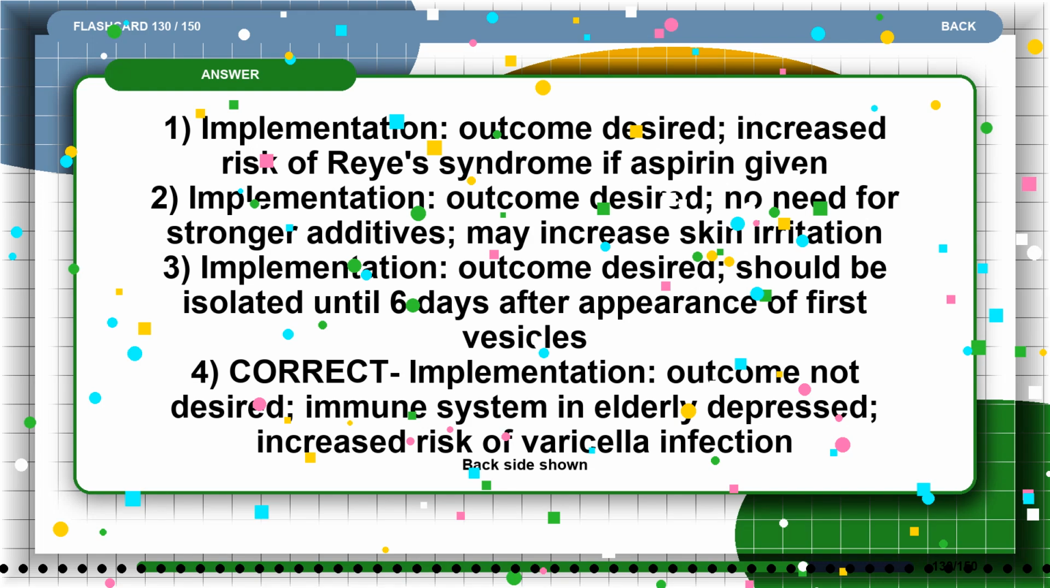The answer is 1. Implementation. Outcome desired. Increased risk of Reye's syndrome if aspirin is given. 2. Implementation. Outcome desired. No need for stronger additives. May increase skin irritation. 3. Implementation. Outcome desired. Should be isolated until 6 days after appearance of first vesicles. 4. Correct implementation. Outcome not desired. Immune system in elderly depressed. Increased risk of varicella infection.